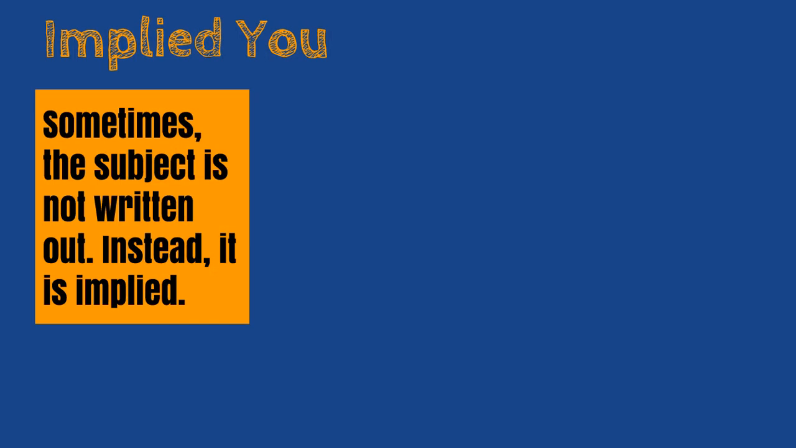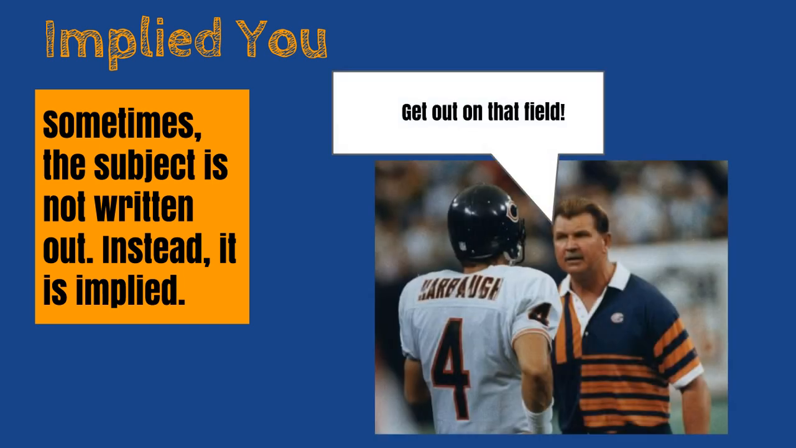All right. One little tricky thing is the implied you. So sometimes the subject is not written out. Instead, it's implied. For instance, when your parents say, go to your room, the subject of that sentence is you. They're skipping the you part, but it is implied. Everyone knows that it's you, go to your room. So when Ditka is yelling, get out on that field, the implied is you, number 4, get out on that field.